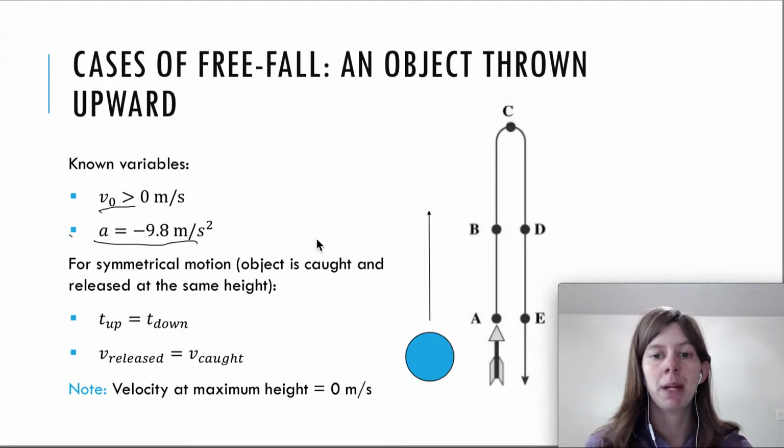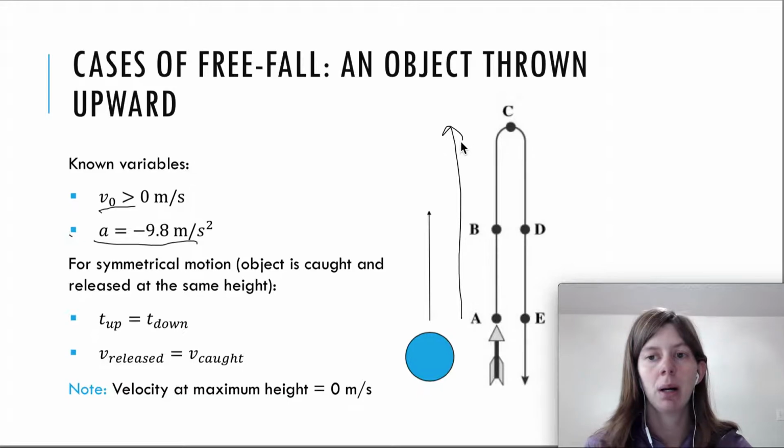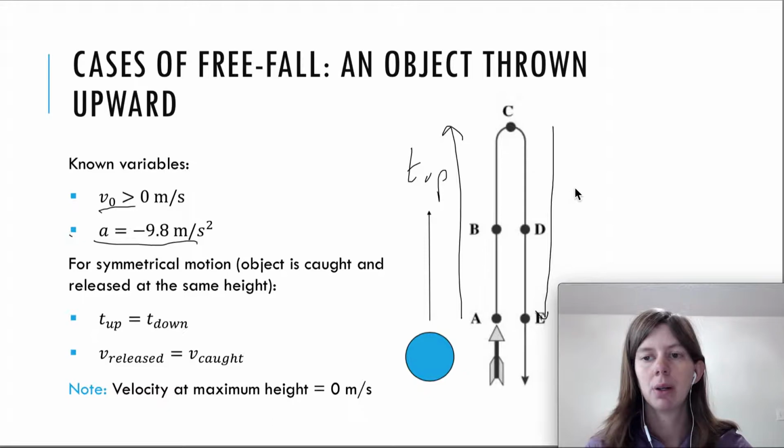The other thing I wanted to mention is that sometimes you'll have some symmetrical motion types of problems, and this is where the object is caught and released at the same height. So you can see a picture here. The object is thrown at A, it goes up to B, up to C, and it comes back down, back to E. So it's thrown at A and is caught at E. So this is symmetric motion. For this case, the time to go up equals the time to go down. That means the time here to go up, this is T up, it's going to be equal to the time to go down right here. This is T down.